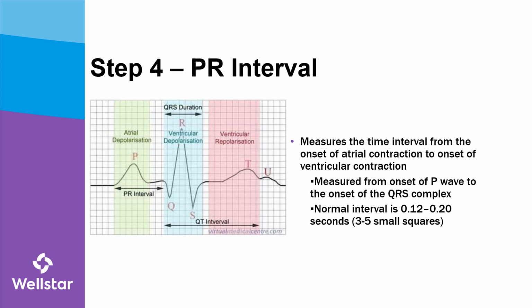Step 4 is to measure your PR interval. It measures the time interval from the onset of atrial contraction to the onset of ventricular contraction, measured from the onset of the P wave to the onset of the QRS complex. The normal interval is 0.12 to 0.20 seconds, or 3 to 5 small squares.